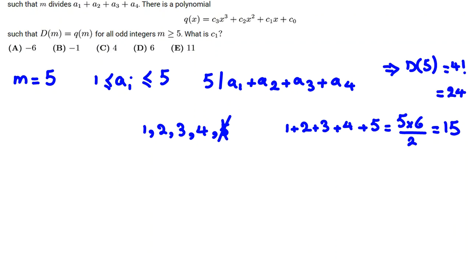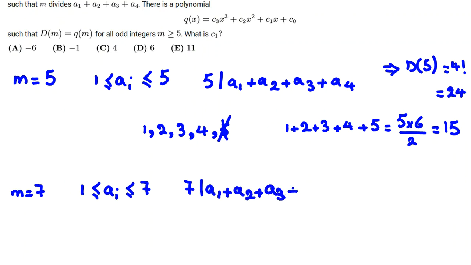Let's focus on m equal to 7. The ai are from 1 to 7. We know that m, or 7, divides a1 plus a2 plus a3 plus a4. And the ai are from 1, 2, 3, 4, 5, 6, 7.